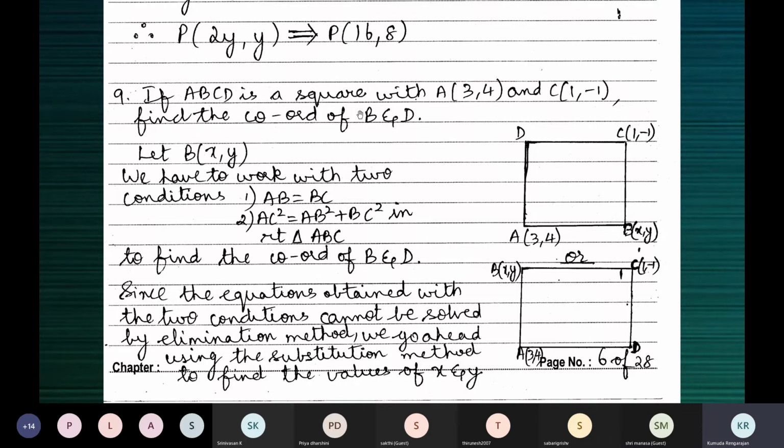So what is this question? It's about a square. You know the address of A and C. You need to find the address of B and D.